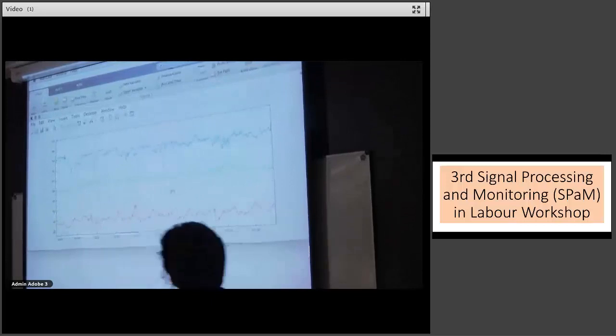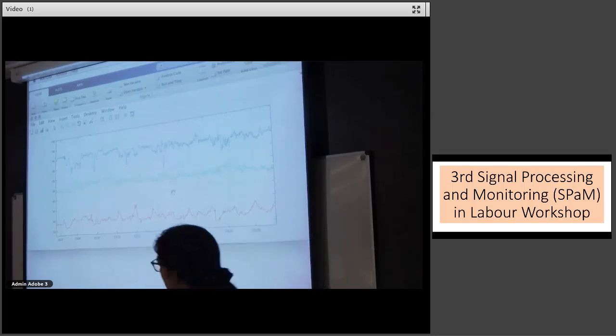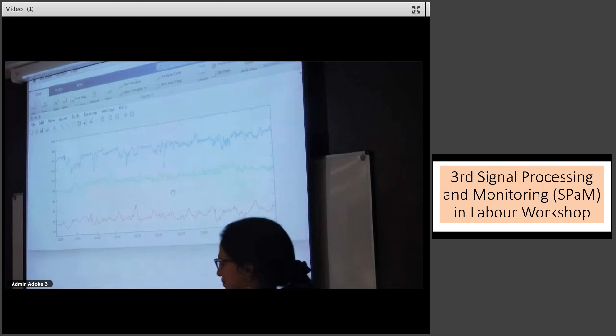And can I just say, because Barry is saying if you have decelerations in the first stage, you're likely to get them in the second stage, which is true. But sometimes in the second stage, with the descent of the head, perhaps because there ceases to be compression of the cord, all of a sudden the decelerations disappear. So sometimes it doesn't necessarily get worse. Sometimes it just gets better.